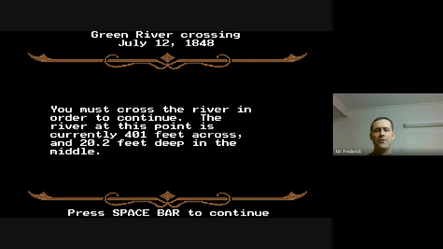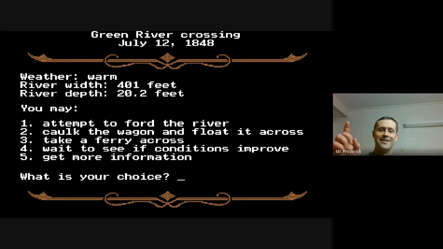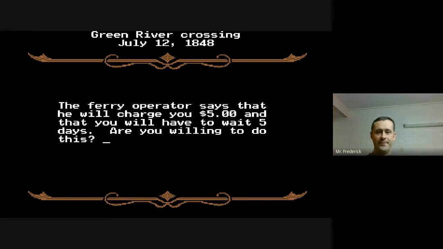You must cross the river in order to continue. The river at this point is currently 401 feet across and 20.2 feet deep in the middle. Oh my goodness, we are definitely going to take a ferry across. If you attempt to ford the river, you will die. The ferry operator says that he will charge you $5 and that you will have to wait 5 days. Are you willing to do this? Yes, I am.